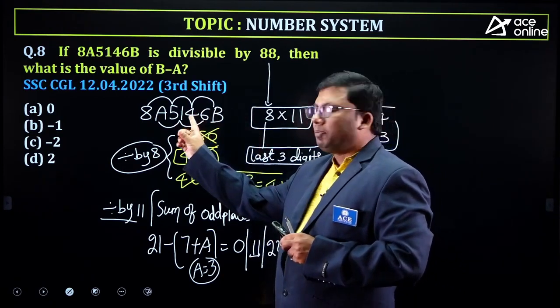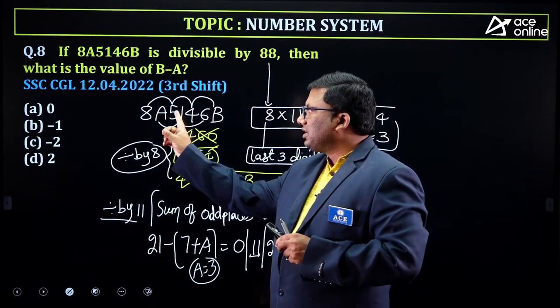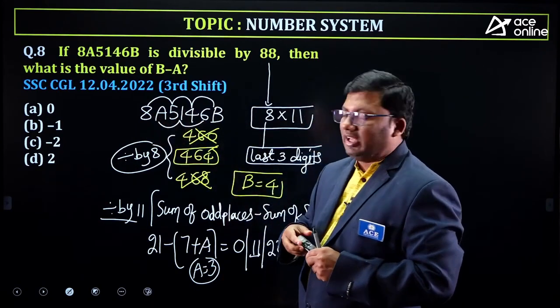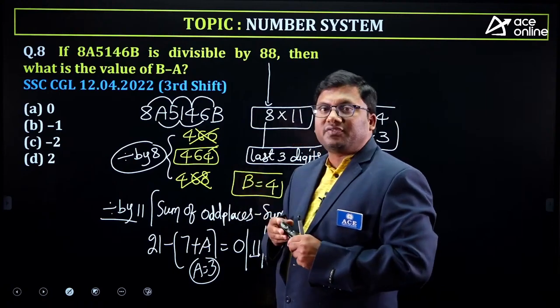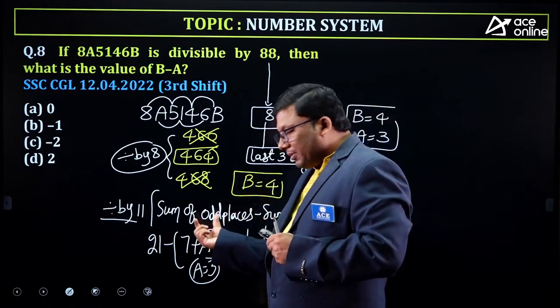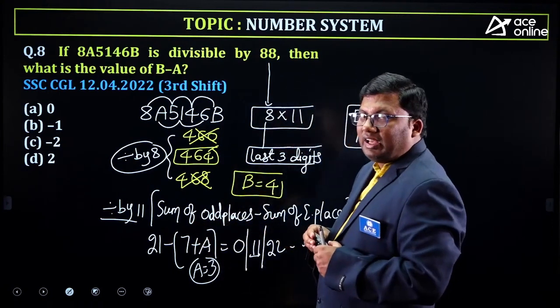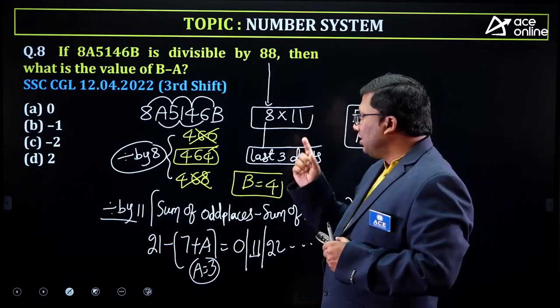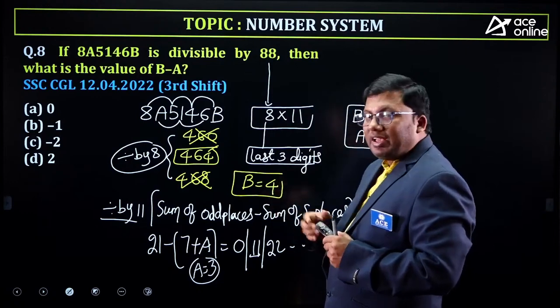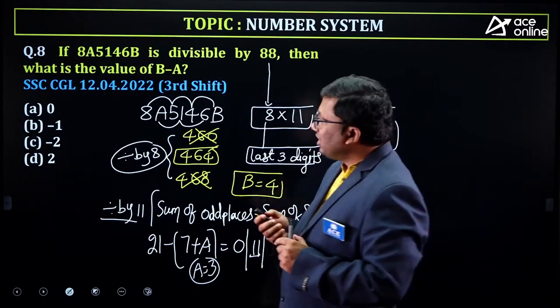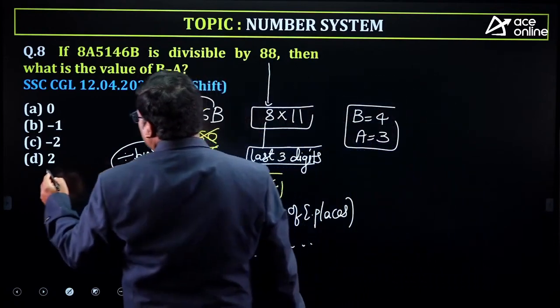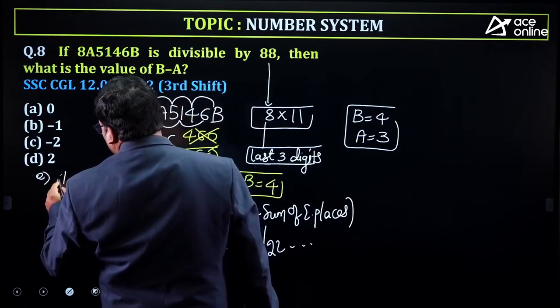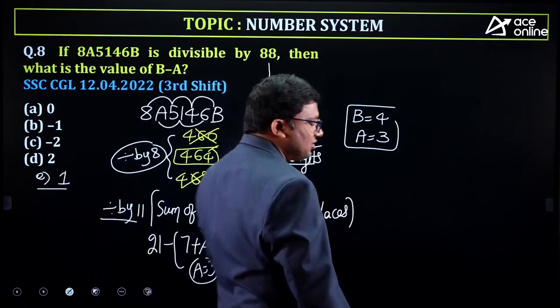B is 4. 4 plus 4, 8. 8 plus 5, 13. 13 plus 8, 21. So 21 minus 7 plus A. If I substitute A value 3, 21 minus 10 becomes 11, which means the number is divisible. So B value is 4, A value is 3. The answer for this question is 4 minus 3, which is 1.